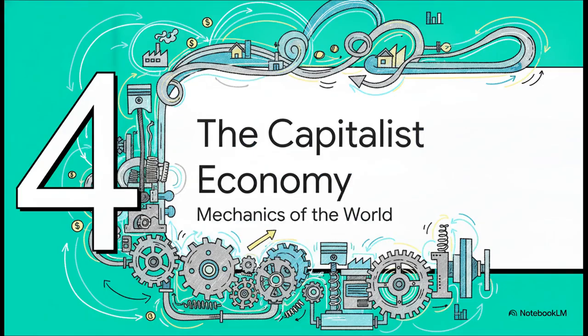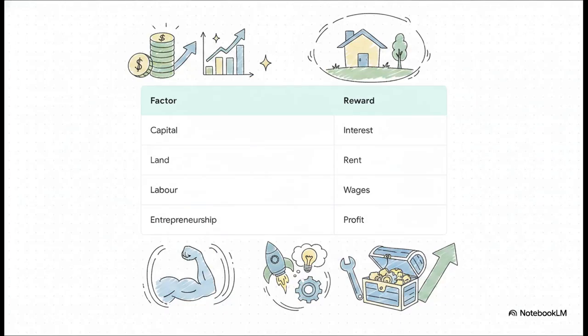Let's move to Section 4, the capitalist economy. To really grasp Keynes's interconnected whole, we need to understand the parts of the engine. In a capitalist economy, production relies on 4 fundamental building blocks. We call these the factors of production, and each factor earns a very specific type of reward in the market.